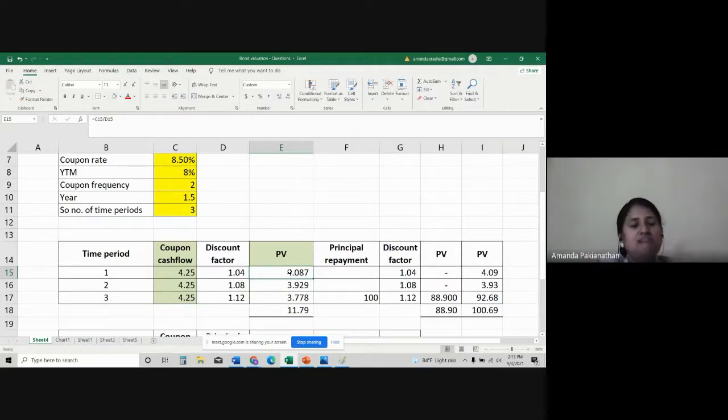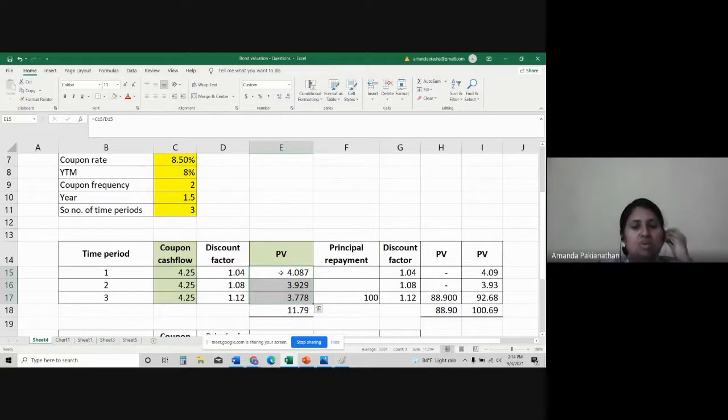Always in present value calculation, the cash flow you get early will give you a higher present value. Here you can see the present value of the second period is definitely not going to be lesser than the third. It has to be higher. Okay, it has to go in this particular order, from the highest to the lowest.